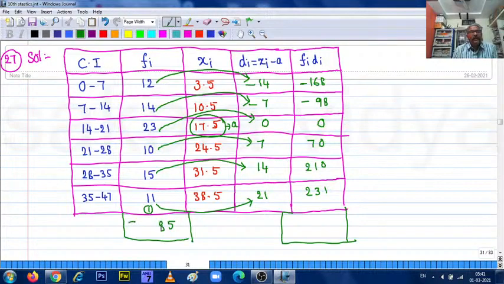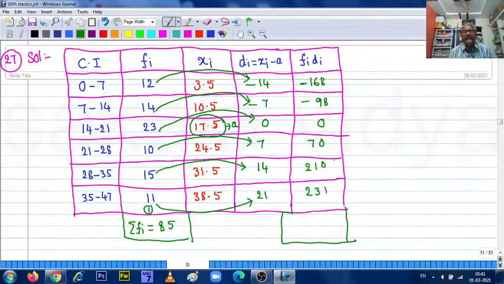This is sigma Fi. Let me check once again. 2 plus 4 is 6, 6 plus 3 is 9, 9 plus 5 is 14, 14 plus 1 is 15, 1 plus 1 is 2, 2 plus 1 is 3, 3 plus 1 is 4, 4 plus 2 is 6, 6 plus 1 is 7, 7 plus 1 is 8, 85 sigma Fi. So next let us go for sigma Fi di.